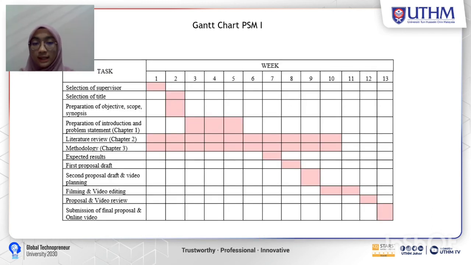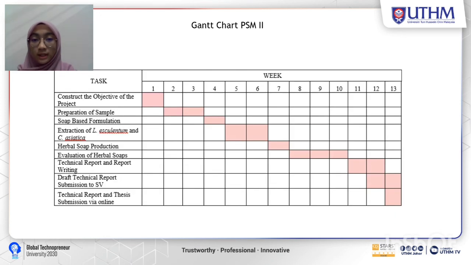Last but not least, this is the Gantt chart for PSM1 and this is the Gantt chart for PSM2 that will be conducted in the next semester.